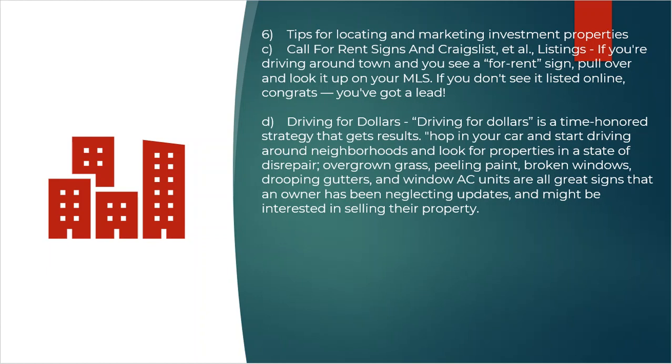You could get the listing and double end it and do both sides if your MLS allows you to do dual agency. If they don't in the state you're in, then take one side or the other and refer one side to your buddy and take a referral fee. You can make it that way. So these are just four tips for locating and marketing investment properties.